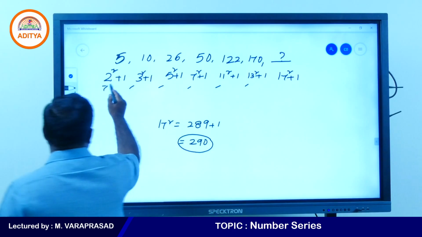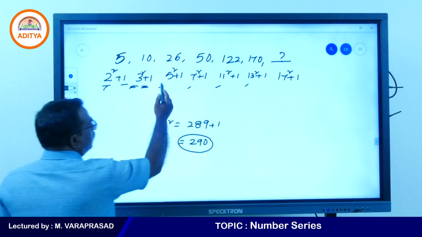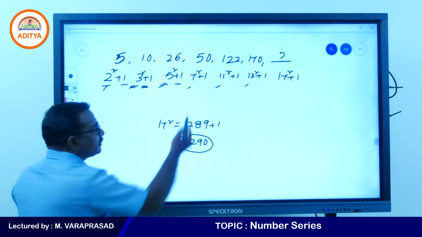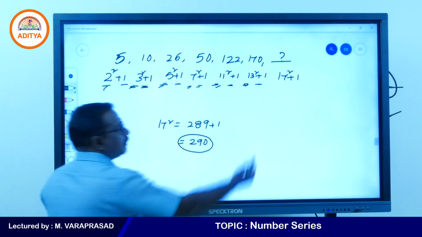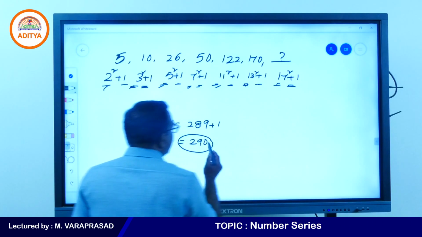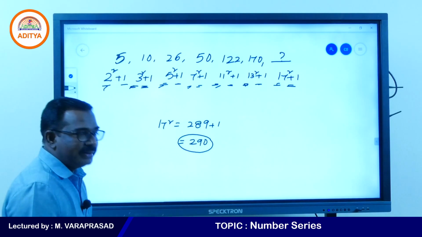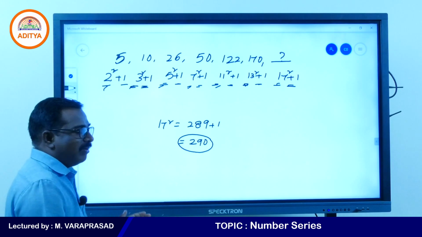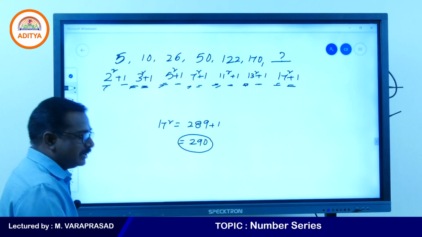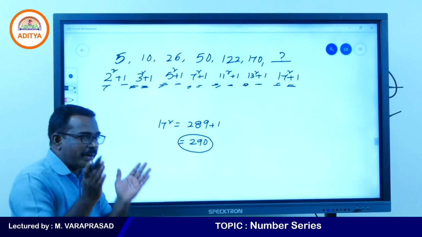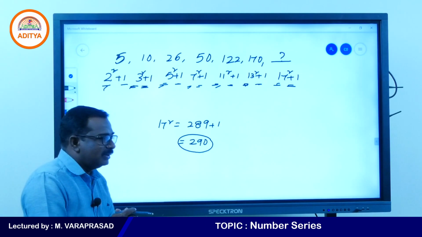Prime square plus 1. Prime square plus 1. And prime square plus 1. 289 plus 1, 290. So we did all the models. Many models are still there on prime numbers. We are doing the models on only prime numbers.